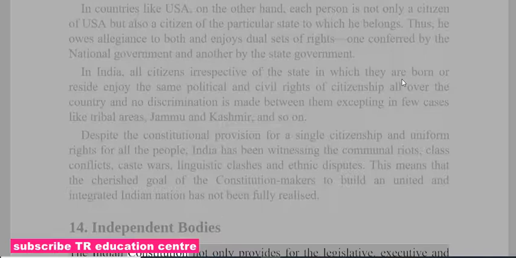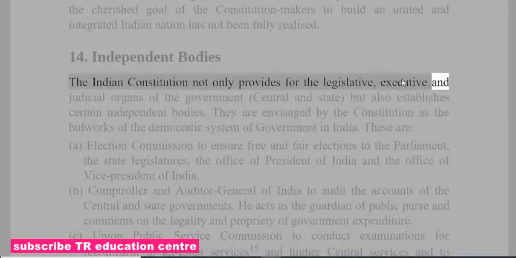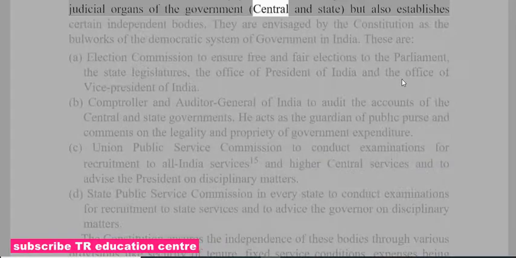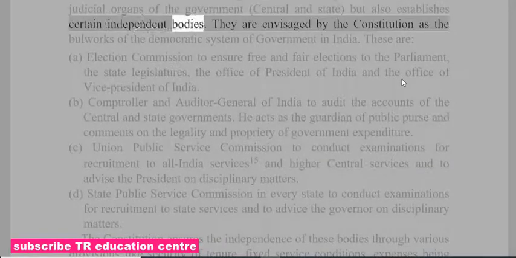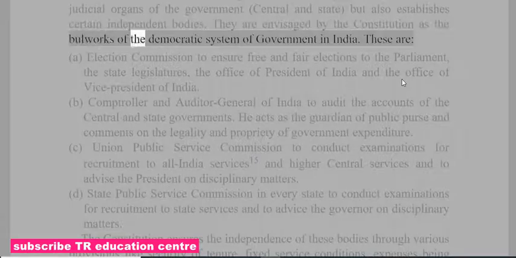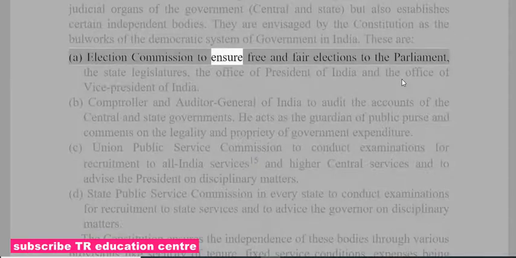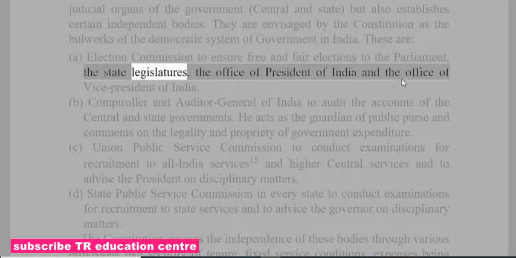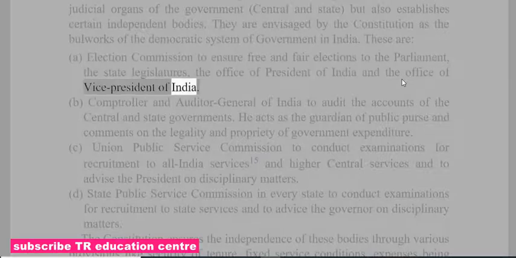The Indian constitution not only provides for the legislative, executive and judicial organs of the government, central and state, but also establishes certain independent bodies. They are envisaged by the Constitution as the bulwarks of the democratic system of government in India. These are: A. Election Commission to ensure free and fair elections to the Parliament, the state legislatures, the Office of President of India and the Office of Vice President of India.